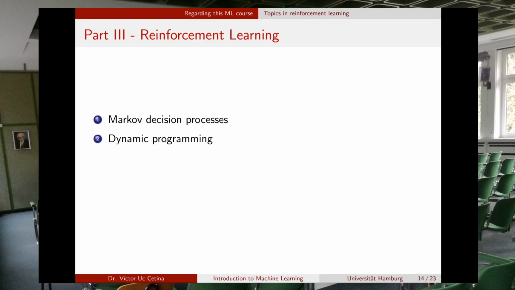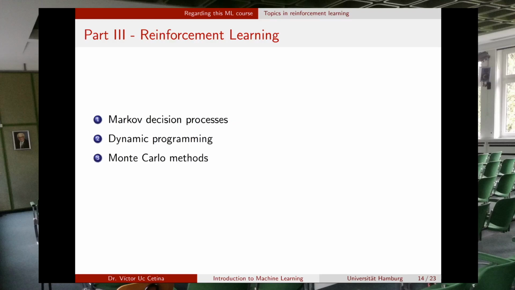Then, once we have studied these Markov decision processes, or MDPs, we're going to study 3 different families of methods that can be used for solving these MDPs. The first family is called dynamic programming. In dynamic programming, we are going to cover the basic algorithms.